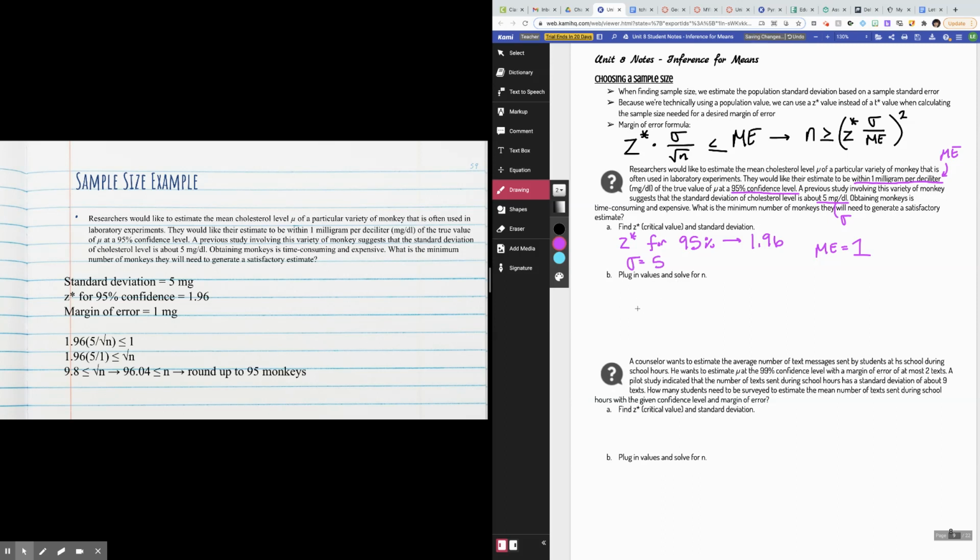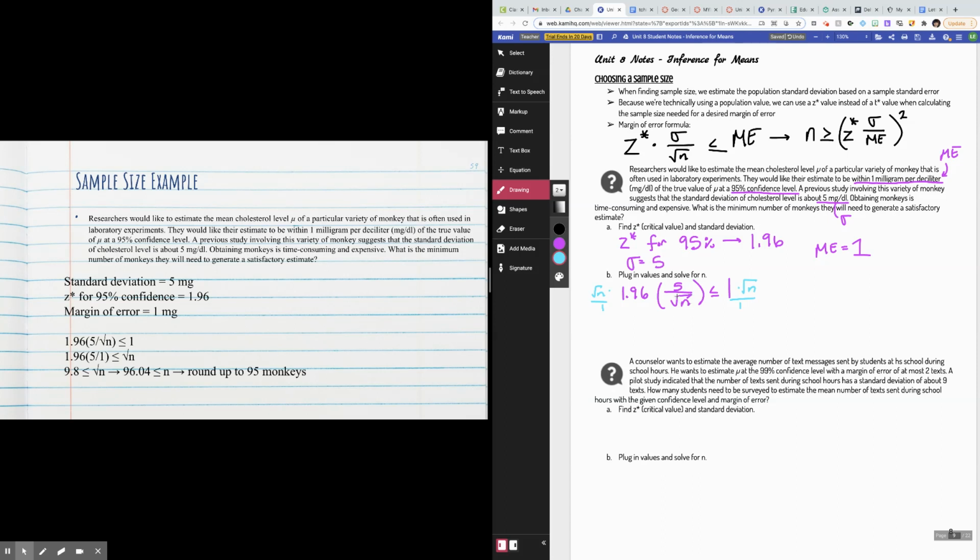Next, it says plug in values and solve for n. I'm going to start with this formula here and then show you how algebraically it becomes this formula here with the n by itself. So I have 1.96 times 5 divided by the square root of n has to be less than or equal to 1. What I'm going to do is multiply both sides by the square root of n and then divide both sides by 1.